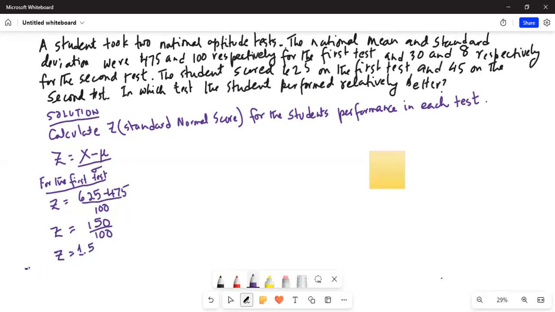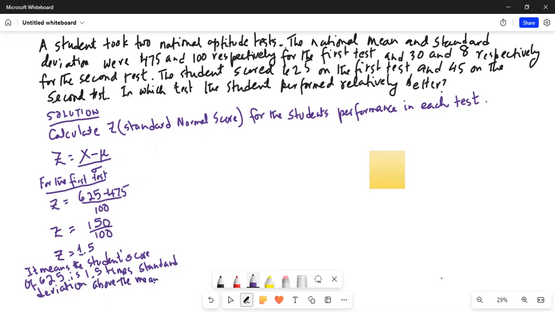What does it mean? It means the student's score of 625 is 1.5 standard deviations above the mean. Why above? Because the number 625 is greater than the mean, so it is on the right of the mean. So 1.5 standard deviations above the mean.